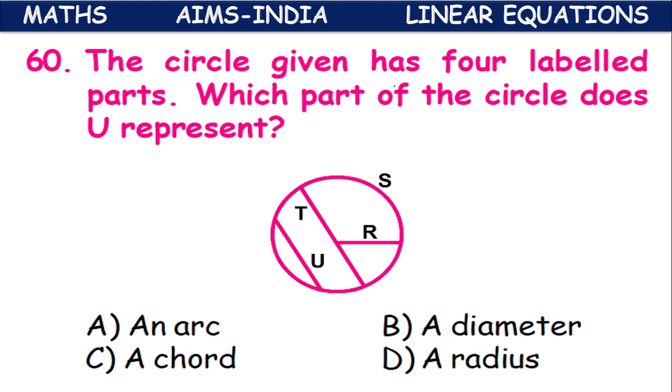Next, the circle given has 4 labeled parts. Which part of the circle does U represent? This is U, children. Joining any 2 points on the circle is called a chord. This is also joining any 2 points on the circle, but passing through the center, so it will be the diameter. T will be the diameter. R will be the radius. S will be the curved part, the arc. So here U will be the chord.